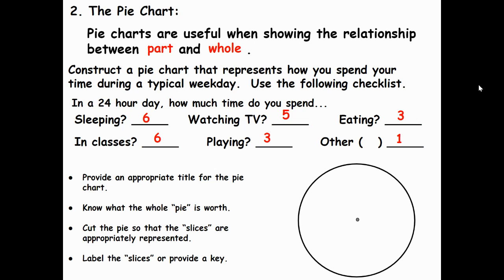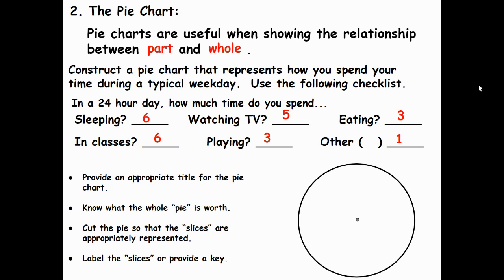So you want to provide a title for the pie chart. I don't have that on here right now, but you would put something like number of hours spent in activities. Know what the whole pie is worth. Well, we're talking about a 24-hour day, so the entire pie is worth 24 hours. Now we're going to cut up the pie so that each slice represents the hours that we're dealing with here.